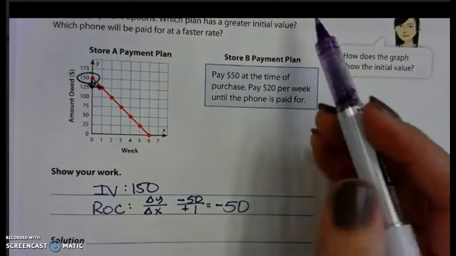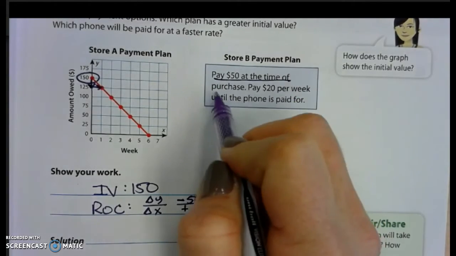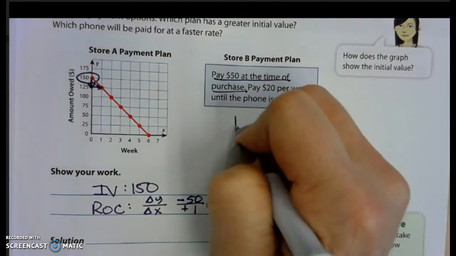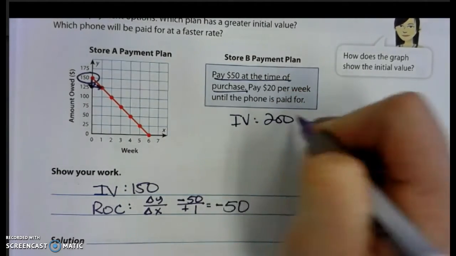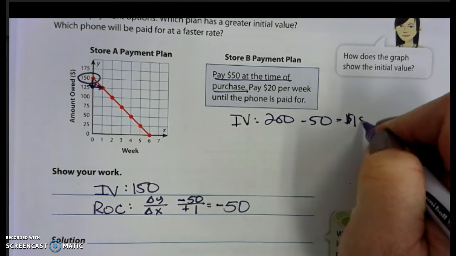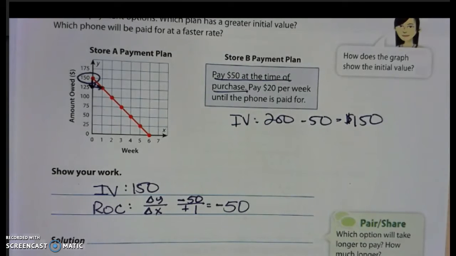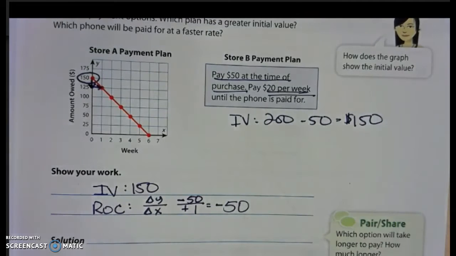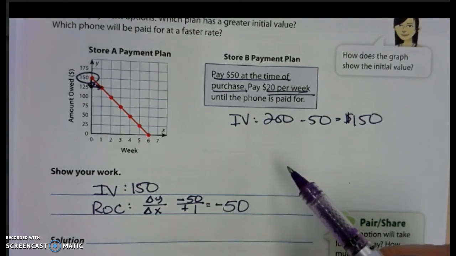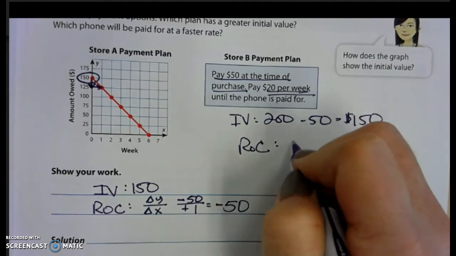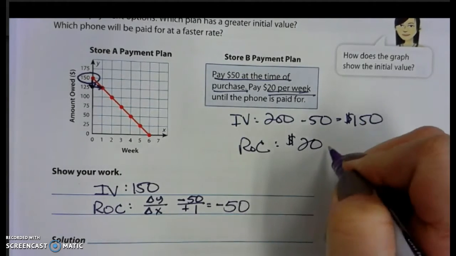Now, store B, he's paying $50 at the time of the purchase. Now, that's not an initial value. That's decreasing the $200 initial value by 50. So his initial value is also going to be $150 at store B. Then he is going to pay $20 per week. I think I might have been saying month over here, but it was weeks. $20 per week until the phone is paid for. So his rate of change at store B is going to be $20 per month.